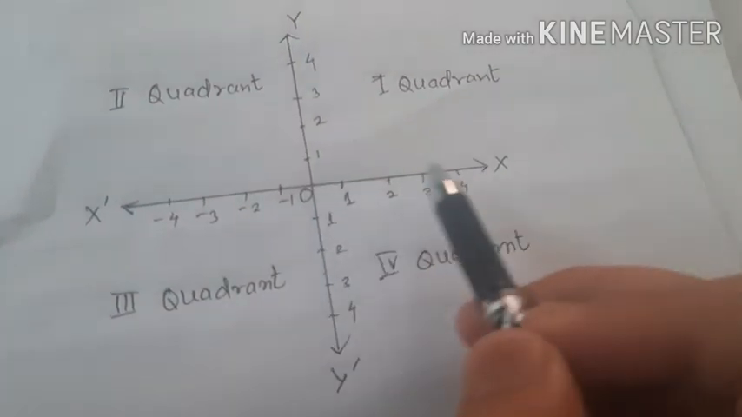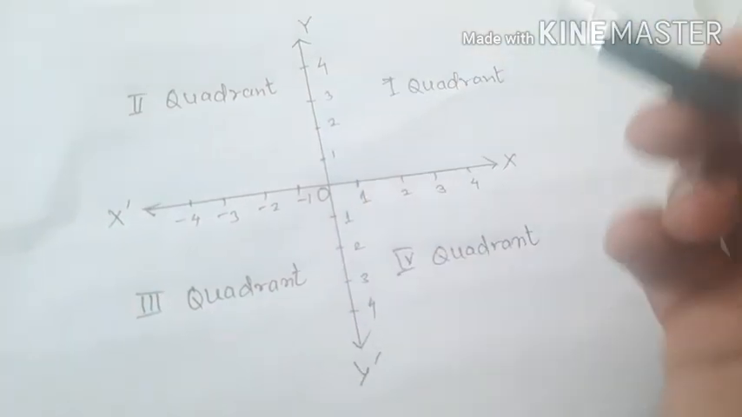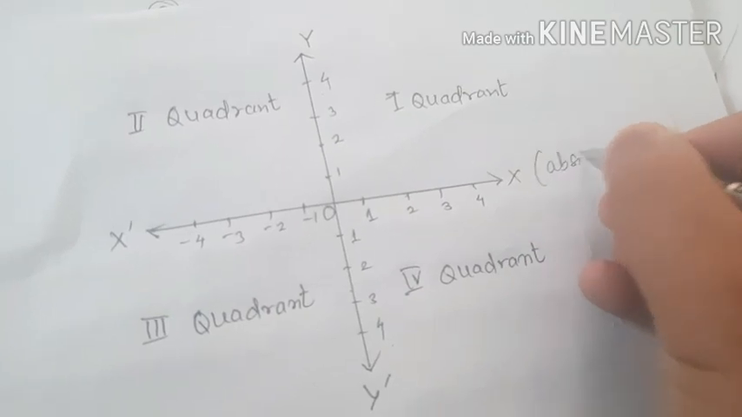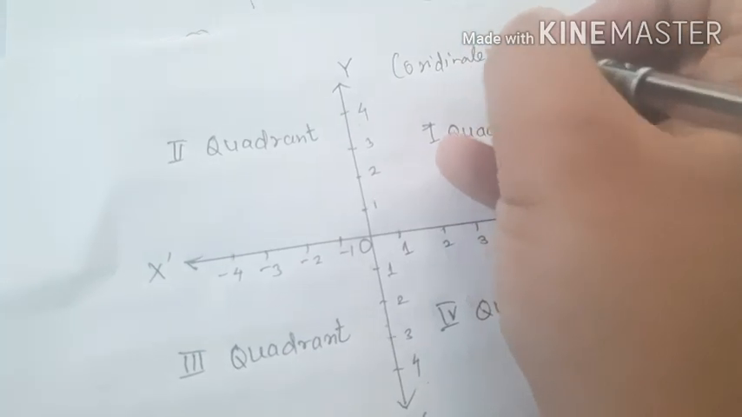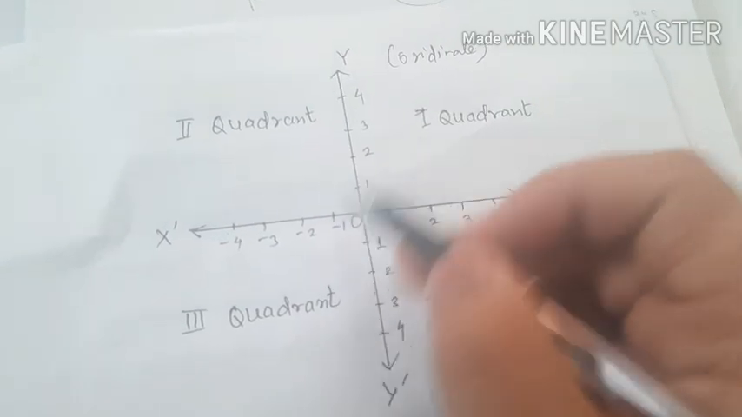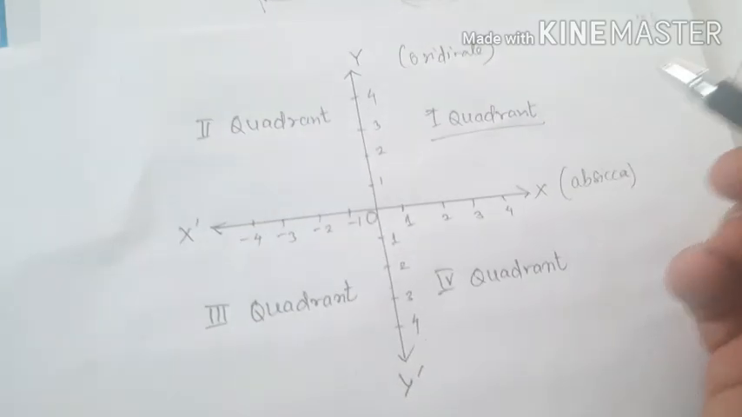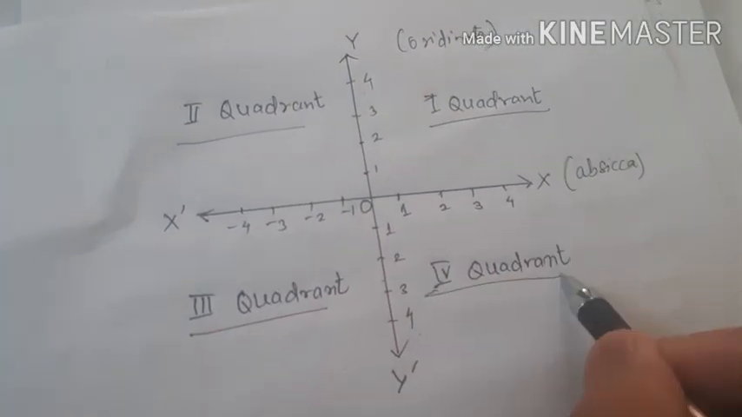Now we'll take some coordinates and try to plot them on the axes. First we'll draw this line. This will be your plus x part, this will be your minus x. Above, as we go up, it will be plus, and when we come down it will be minus. The x-axis is also called abscissa, and the y-axis is also called ordinate. These axes divide the graph into 4 sections, which we call quadrants: first quadrant, second quadrant, third quadrant, and fourth quadrant.